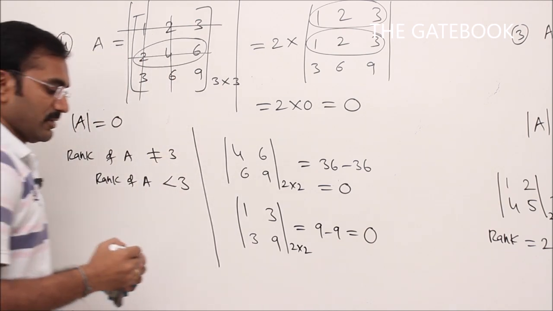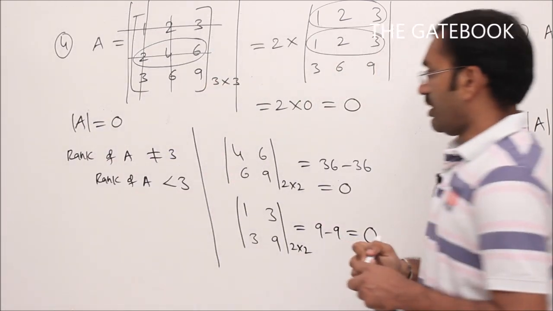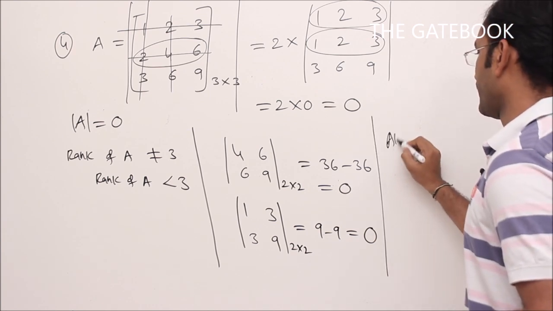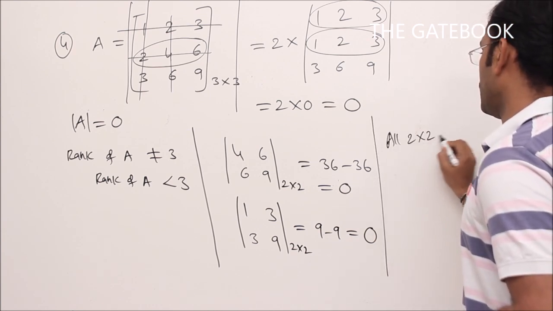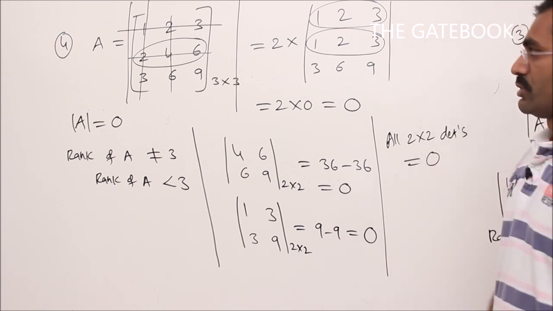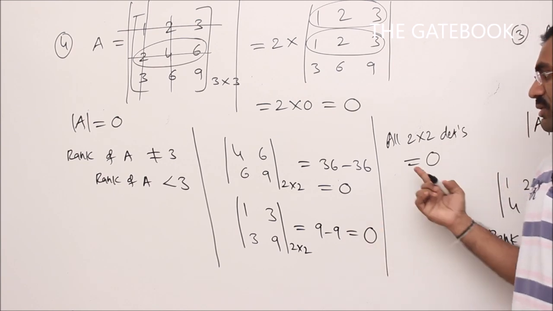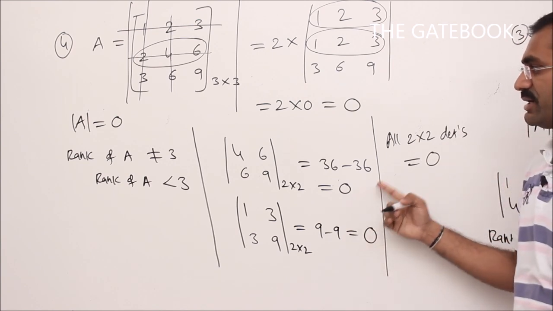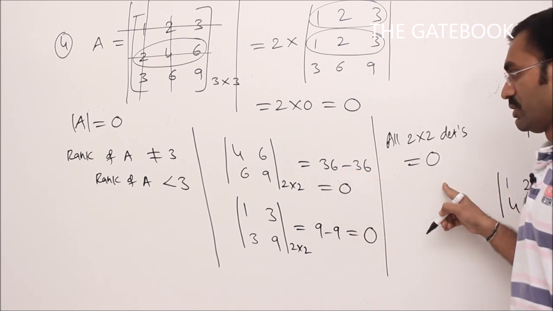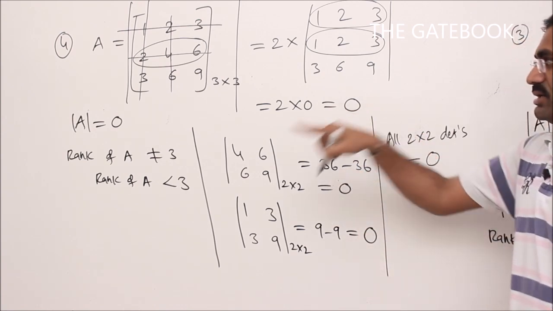So like this, for this matrix, all 2 by 2 determinants will be 0. I can confirm that all 2 by 2 determinants are 0. If at least one 2 by 2 determinant is not equal to 0, I can confirm that the rank is equal to 2. But here all 2 by 2 determinants are 0. In that case, we have to go for the next lower order.